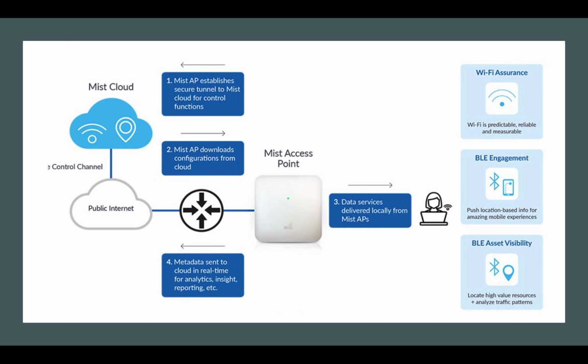it will establish a tunnel between the AP and the cloud, and the moment the tunnel comes up, the AP will download the configuration from the cloud. This entire process of the AP coming up, getting the configuration from the cloud and starting to broadcast the SSID takes less than a minute.